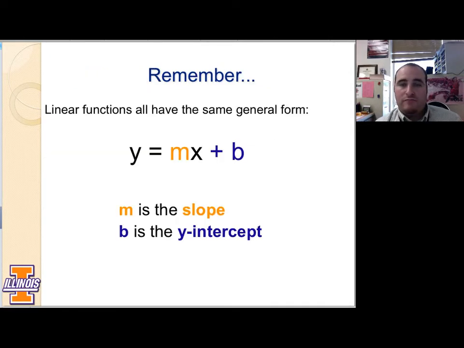Now let's talk about slope and intercept again, and we're going to go back to the y equals mx plus b equation. If we're given an equation, we need to solve for y, and then from there identify the slope and y-intercept.